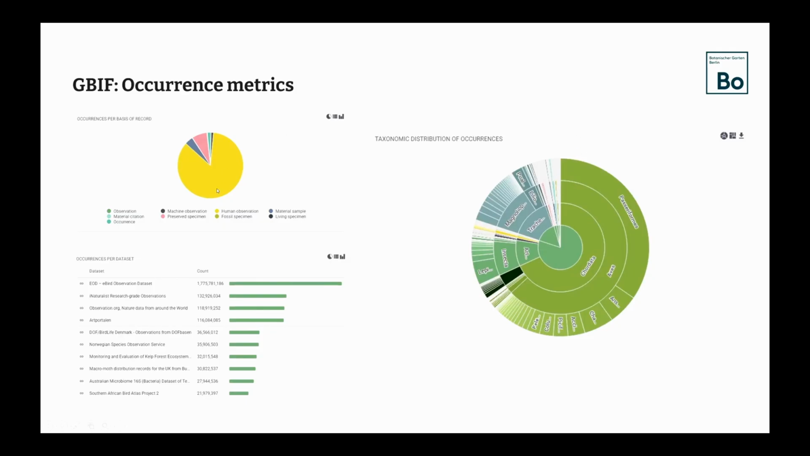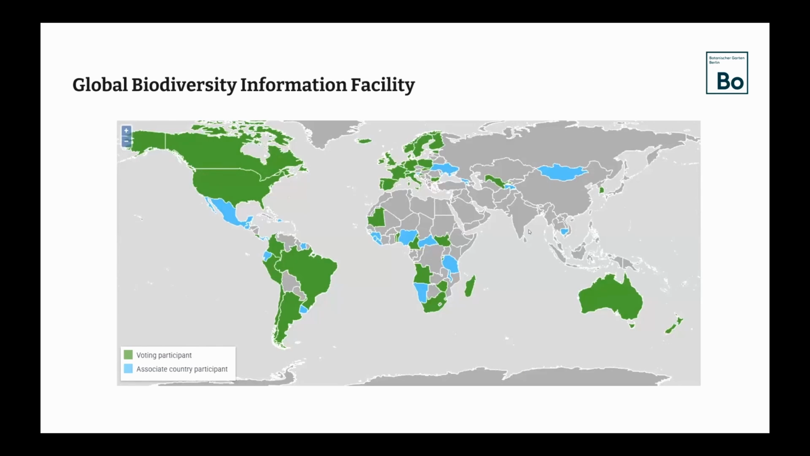On the top left, most are human observations. I think that's 5/6 of the data are human observations, and the preserved specimens, the natural history collections, they are getting a smaller percentage over time. GBIF is funded by the voting participants. I think 48 voting participants right now and associate participants.